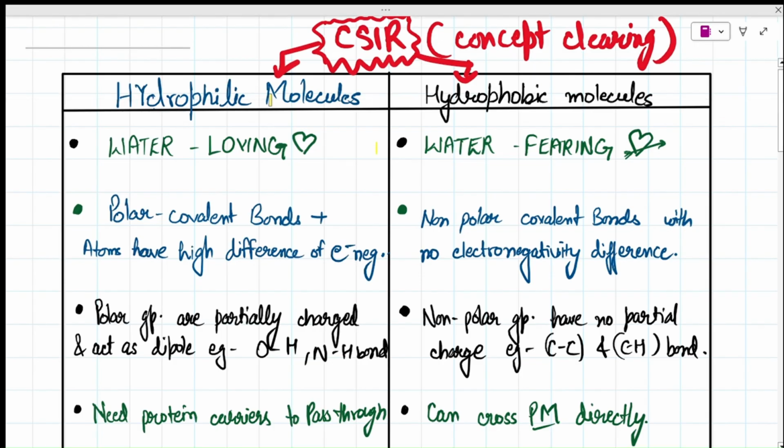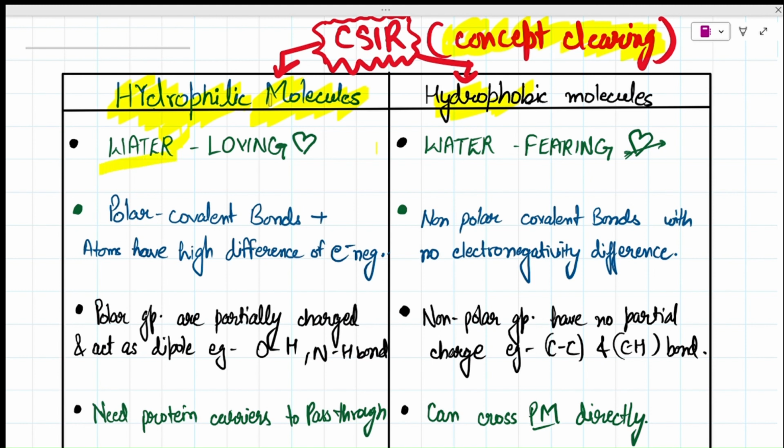In this class, we are going to clear a concept which is a little difficult for some of the students who are preparing for CSIR. So basically, we will clear the concept. We will talk about hydrophilic molecules and hydrophobic molecules. Okay, first we will talk about hydrophilic molecules.